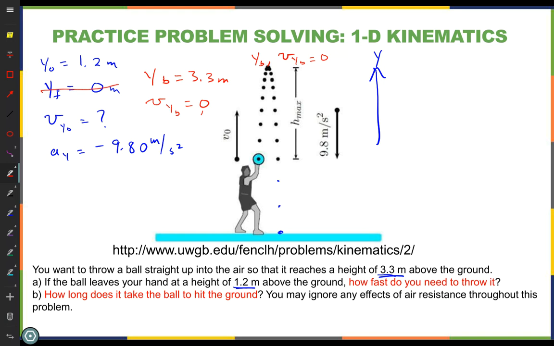VY initial. And I know the acceleration. There is a variable that I haven't named: time. I don't have time, and I don't care about time for part A. So I'm going to use the kinematic equation that doesn't have time. You'll have your list of equations, and you'll say, oh, there it is, the wonderful equation of y final. Now, it will say x, but I'm using y, so I just change x to y.